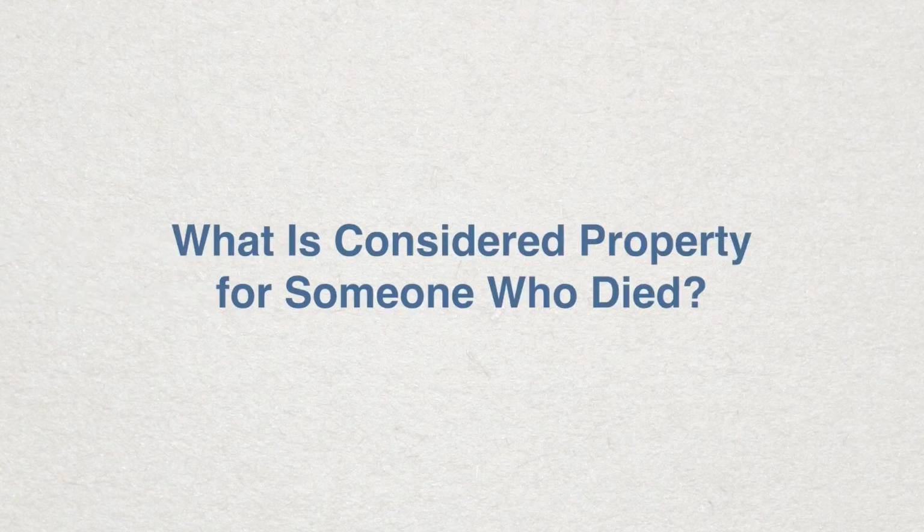What is considered property for someone who died? When someone dies, their property must be passed on to their heirs and beneficiaries. Everything that a person owns individually will be considered their property upon their death.